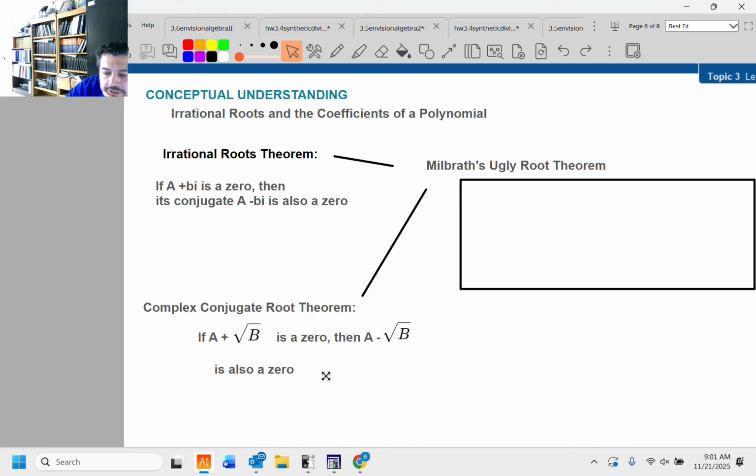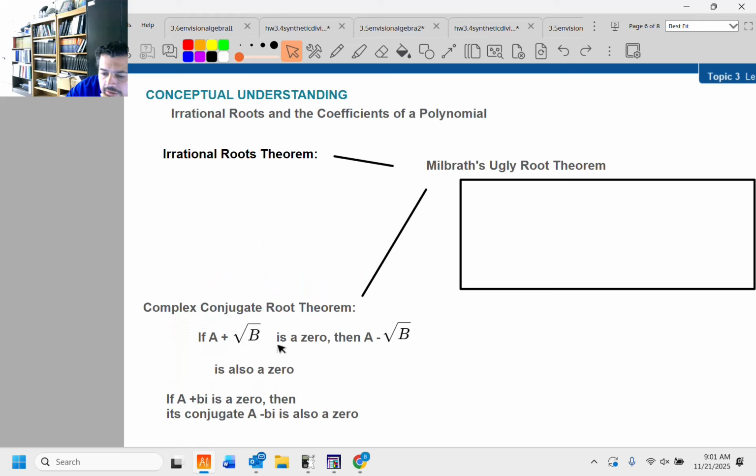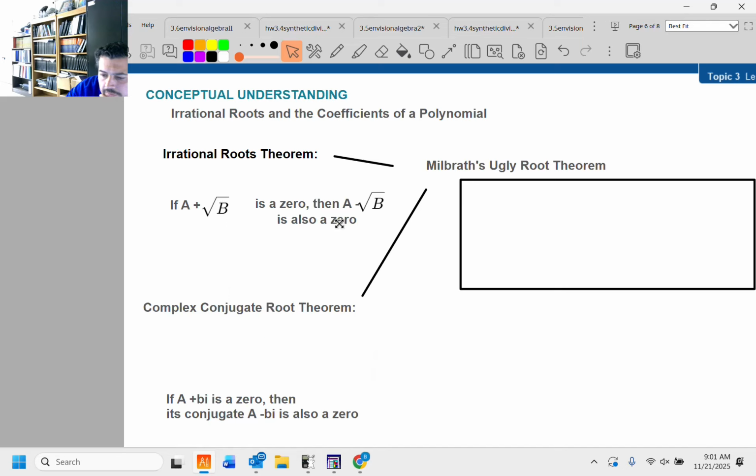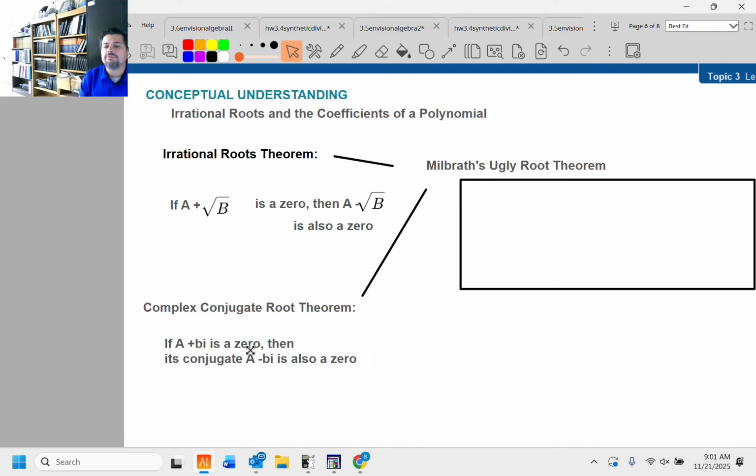If a plus a root of b, and I've got these backwards here again, I have not fixed these. Let me move this stuff. It's all in the wrong spot. Irrational roots are your square roots. There we go. So anyways, irrational roots, if a plus the root of b is a 0, then a minus root of b is also a 0. And the complex conjugate, if a plus bi is 0, then its conjugate, a minus bi, is also a 0.